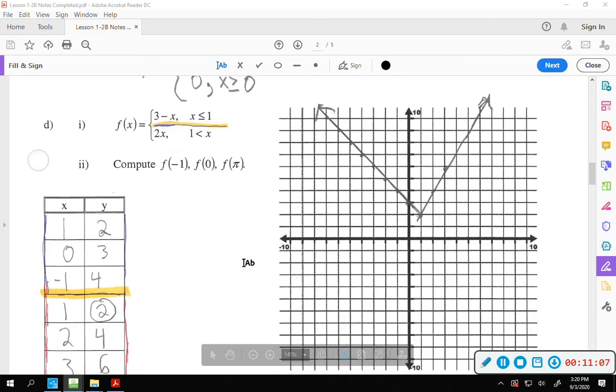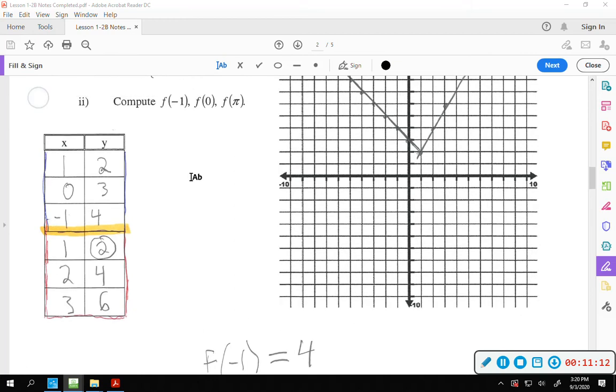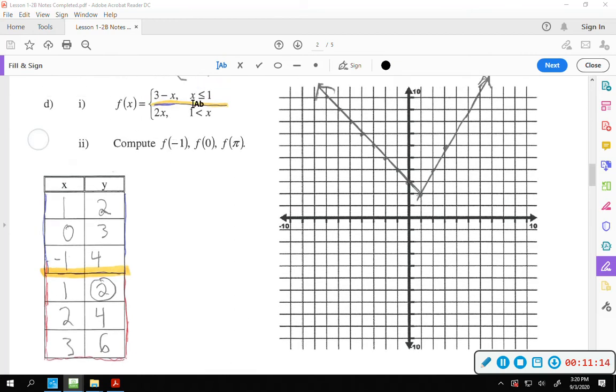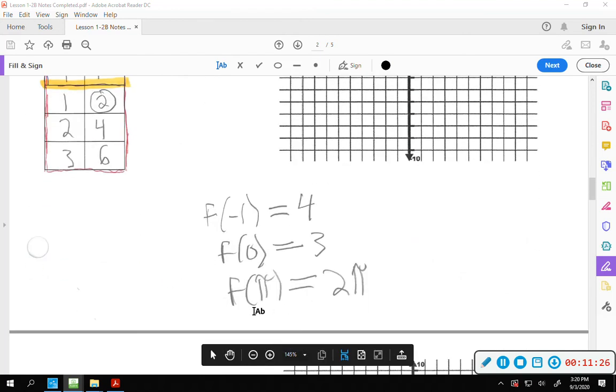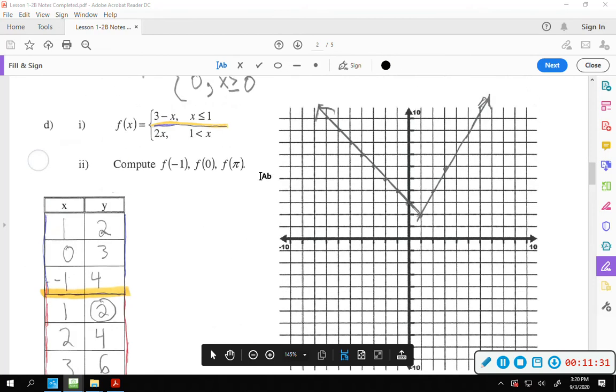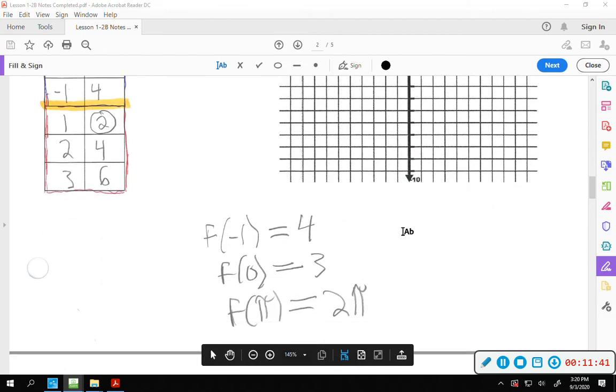That's the second piece. They also want you to compute. They're just checking to make sure that you know that -1 is less than or equal to 1, so it's got to go into this piece. And 3 minus -1 becomes 3 plus 1, or 4. I'm asking you to do it here anyways. Just relist these values, okay? Notice they're having you evaluate at pi. Just checking to make sure that you know that pi is greater than 1 because it's 3.1415. And if you plug that in, you get 2 pi back out. So you're going to have that on your worksheets as well.